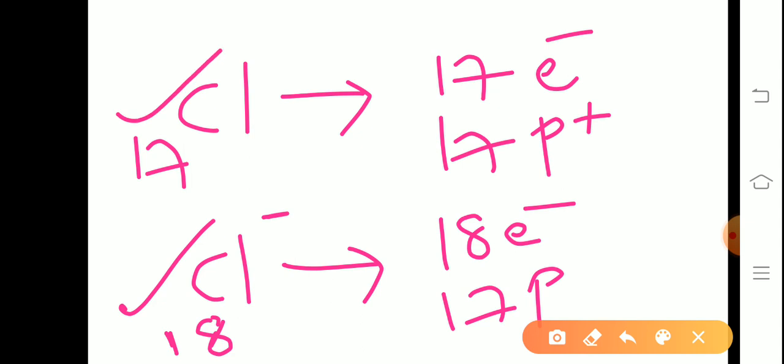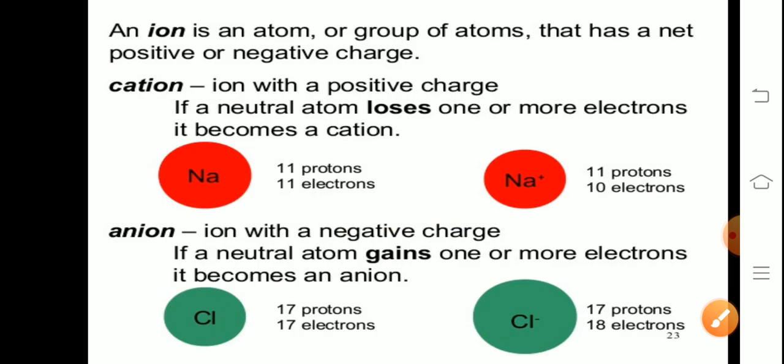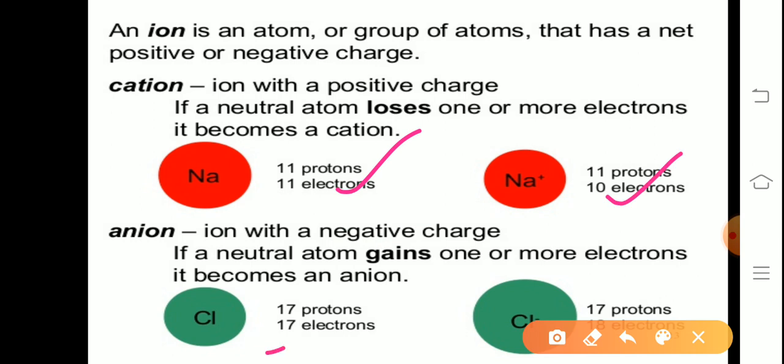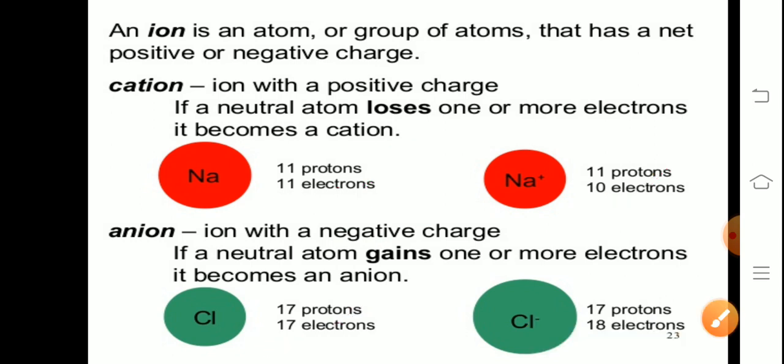This is the main difference between anion and cation. Here 11 electrons, 11 protons, 10 electrons; 17 and 17, and 18 electrons. That's why in a cation, the atom is bigger. In an anion, the ion is bigger.